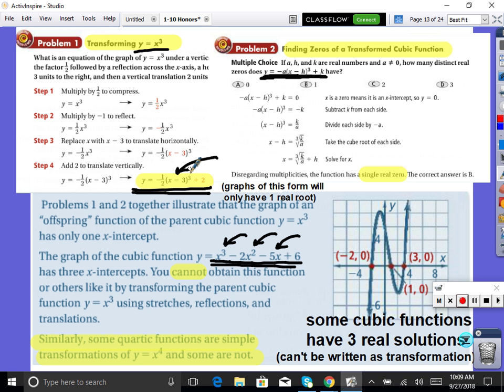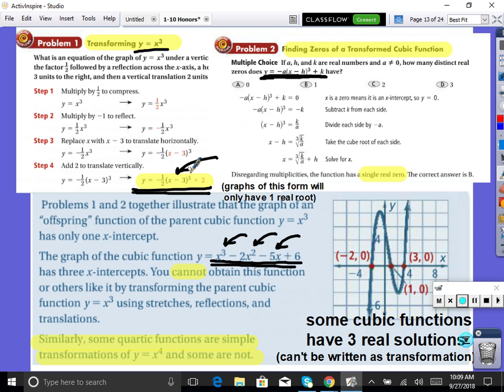Does everybody see? So that is always going to happen. If you have multiple x's, it's not written as a transformation. You can't even tell me what the transformation is there because it's not written as a transformation. So it's not a transformation. Okay, so same way it says right here, similarly, some quartic functions are simple transformations and some are not.